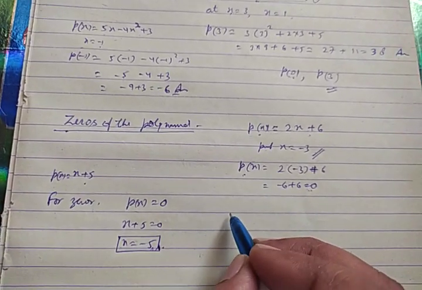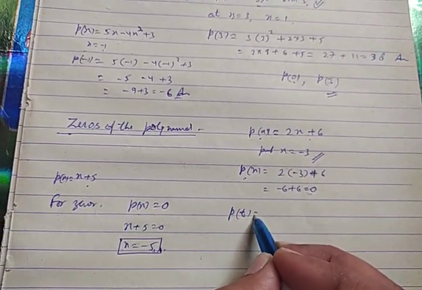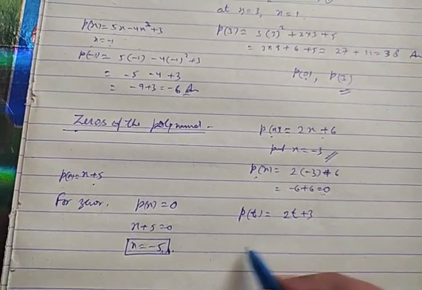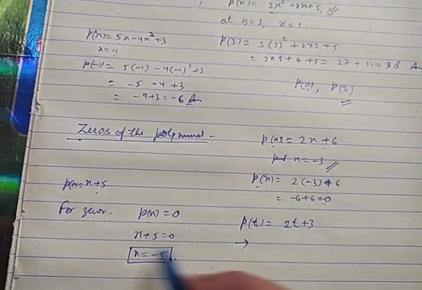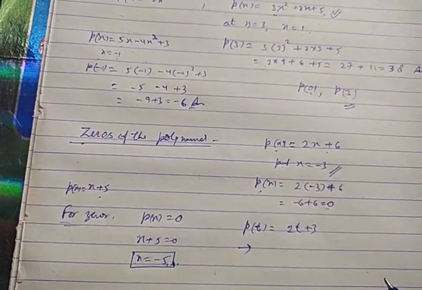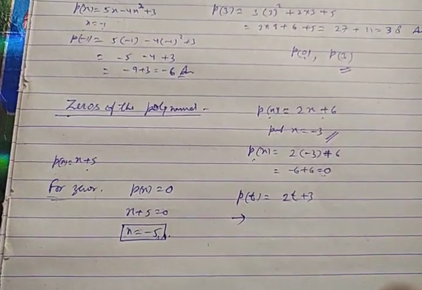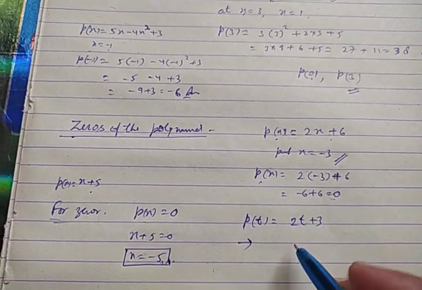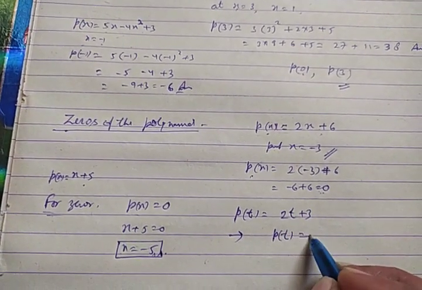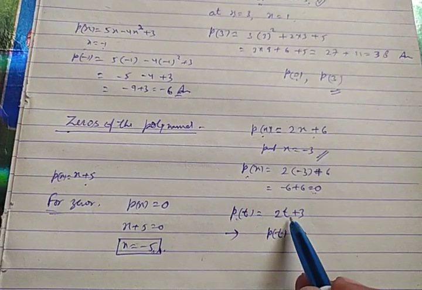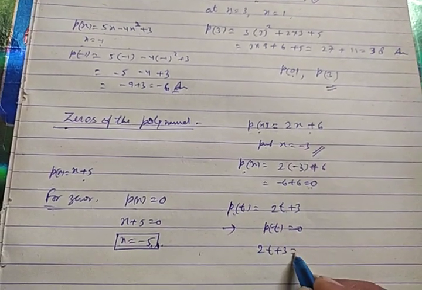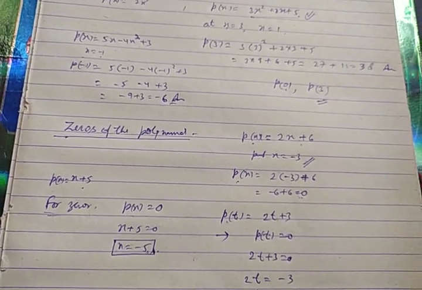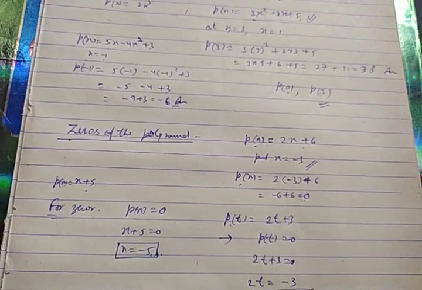Lots of examples can be taken. Suppose p(t), I am changing the variable, suppose it is 2t plus 3. Simply for zeros, write whatever you want to write to obtain the zero. Language should be yours, but the concept whatever I am explaining should be applied properly in the questions. p(t) is equal to 0, and the value of p(t) in the question is given as 2t plus 3, that is equal to 0. Then 2t is equal to minus 3, t is equal to minus 3 upon 2. This will be the zero.